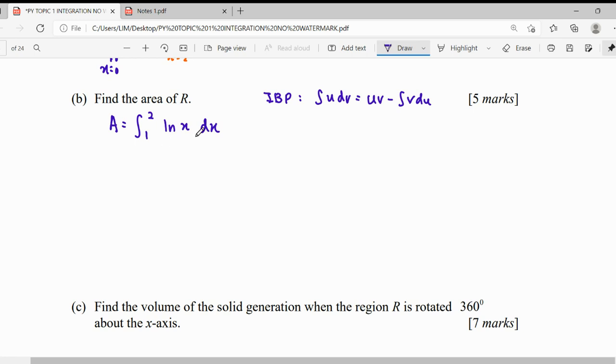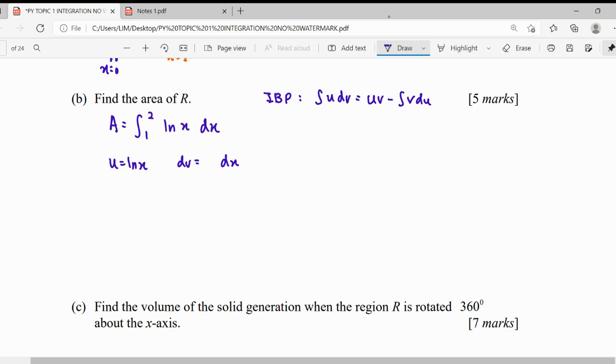So for the question, we need to select which one is our u and which one is our dv. Obviously here there is only one function, so our u will be ln x. Our dv will be the rest of the part, which is dx. Alright, so this is our u, this is our dv.